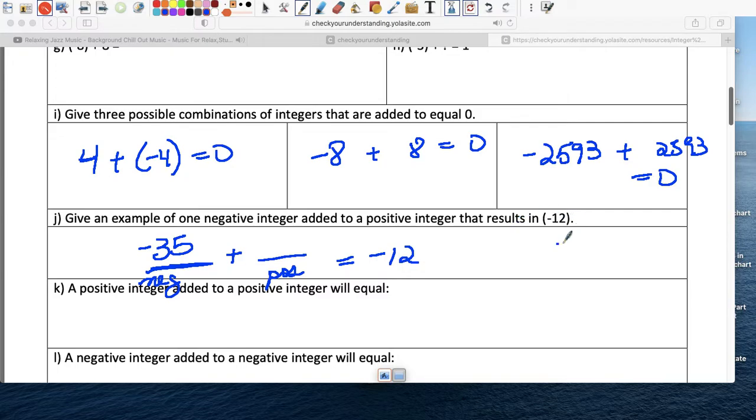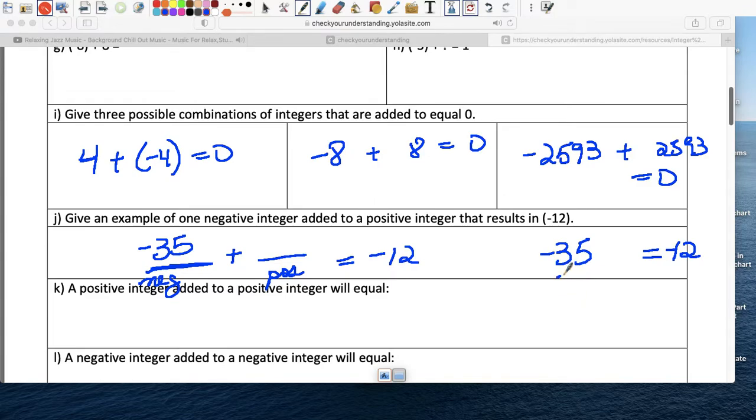From negative 35, let me take that sign away for a second. From 35, I'm going to make a bunch of zero pairs so that I have 12 left over. So to that, how many positives will I add?